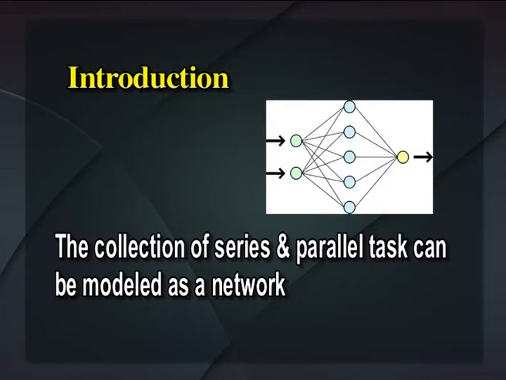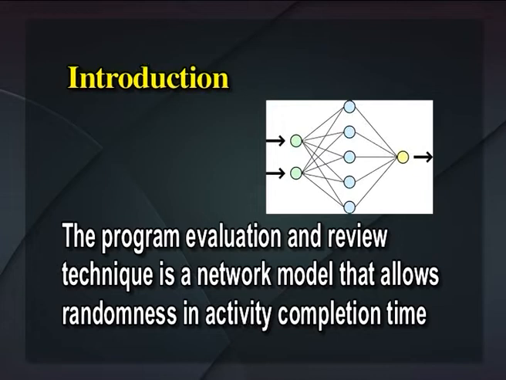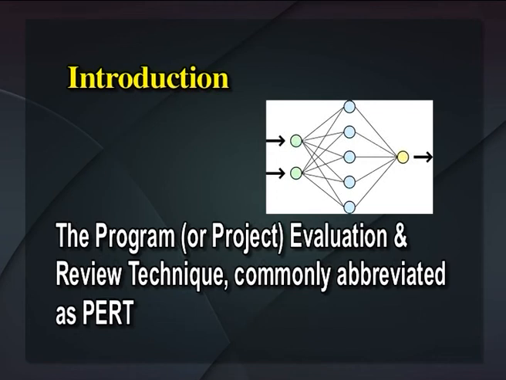Complex projects require a series of activities, some of which must be performed sequentially and others that can be performed in parallel with other activities. The collection of series and parallel tasks can be modeled as a network. The program evaluation and review technique is a network model that allows randomness in activity completion time. The program or project evaluation and review technique is commonly abbreviated as PERT.